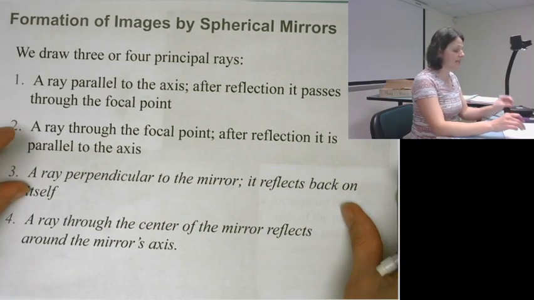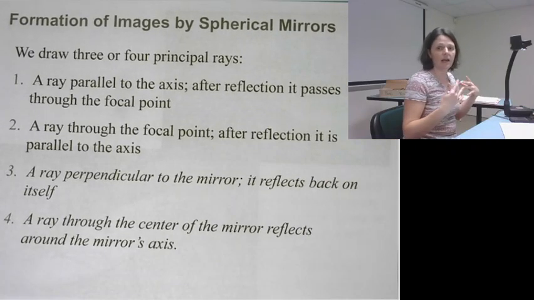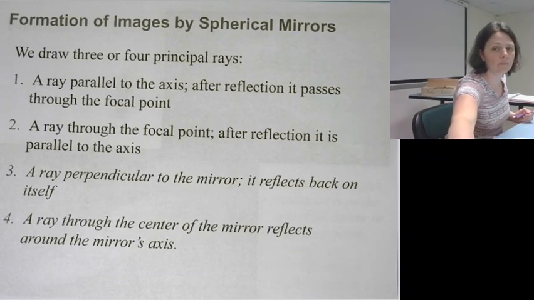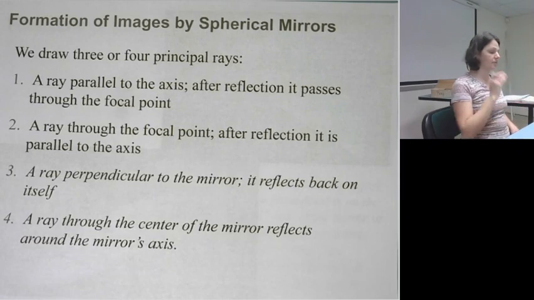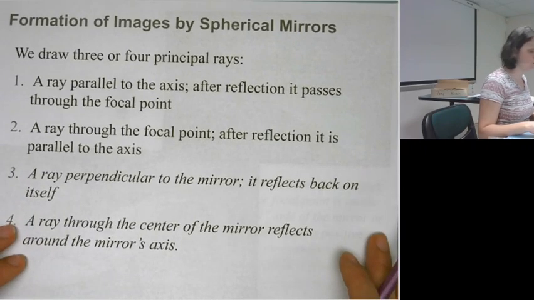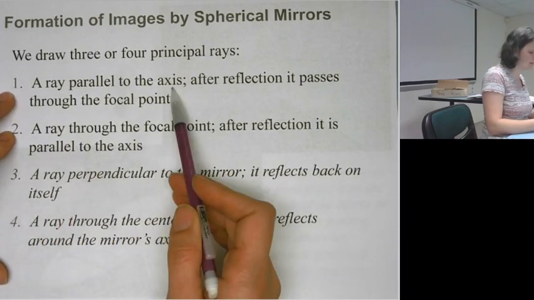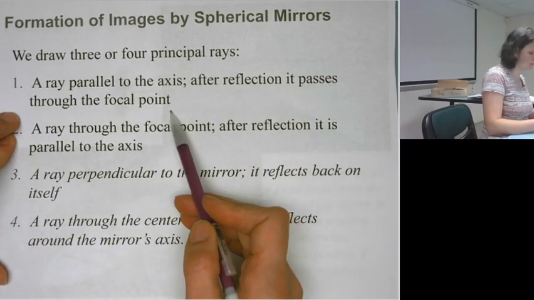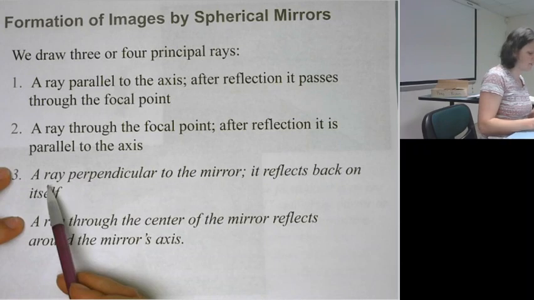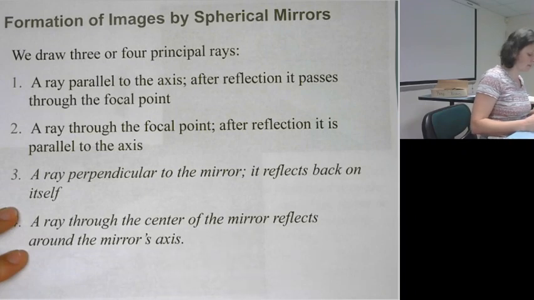Okay, so quantitatively, we want to get a handle on how to draw images and know exactly what they look like and how they're going to behave. So we have three principal rays. This is a good thing to write down, and we will return to this in the future. So we'll draw 3 or 4 rays. We're going to draw a ray that comes in parallel to the axis. After reflection, it passes through the focal point. A ray that comes through the focal point, and after reflection, it's parallel to the axis. And a ray that is perpendicular to the mirror reflects back on itself. And a ray through the center of the mirror reflects around the mirror's axis.